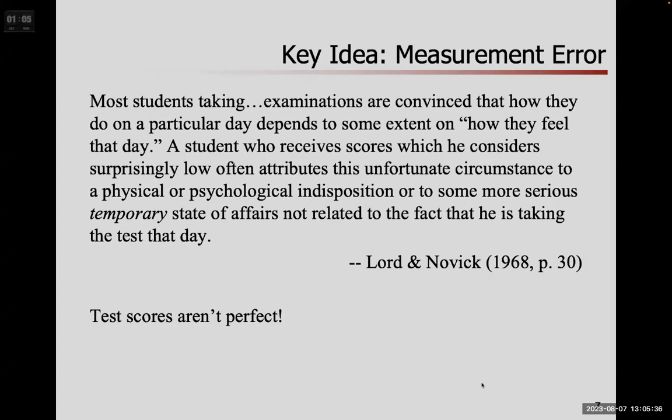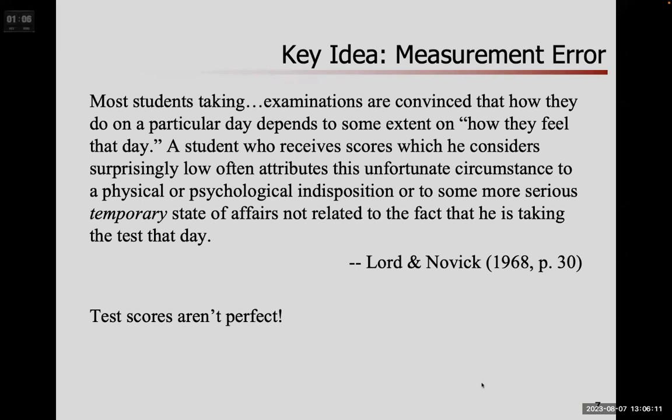The next generation incorporates notions of measurement error. From Lord and Novick's classical text on psychometrics, 1968, again in an educational context: most students taking examinations are convinced that how they do on a particular day depends, to some extent, on how they feel that day. A student who receives scores which they consider surprisingly low often attributes this unfortunate circumstance to a physical or psychological indisposition, or to some more serious temporary state of affairs not related to the fact that they're taking the test that day. Oh, this score is too low. That doesn't really reflect me.